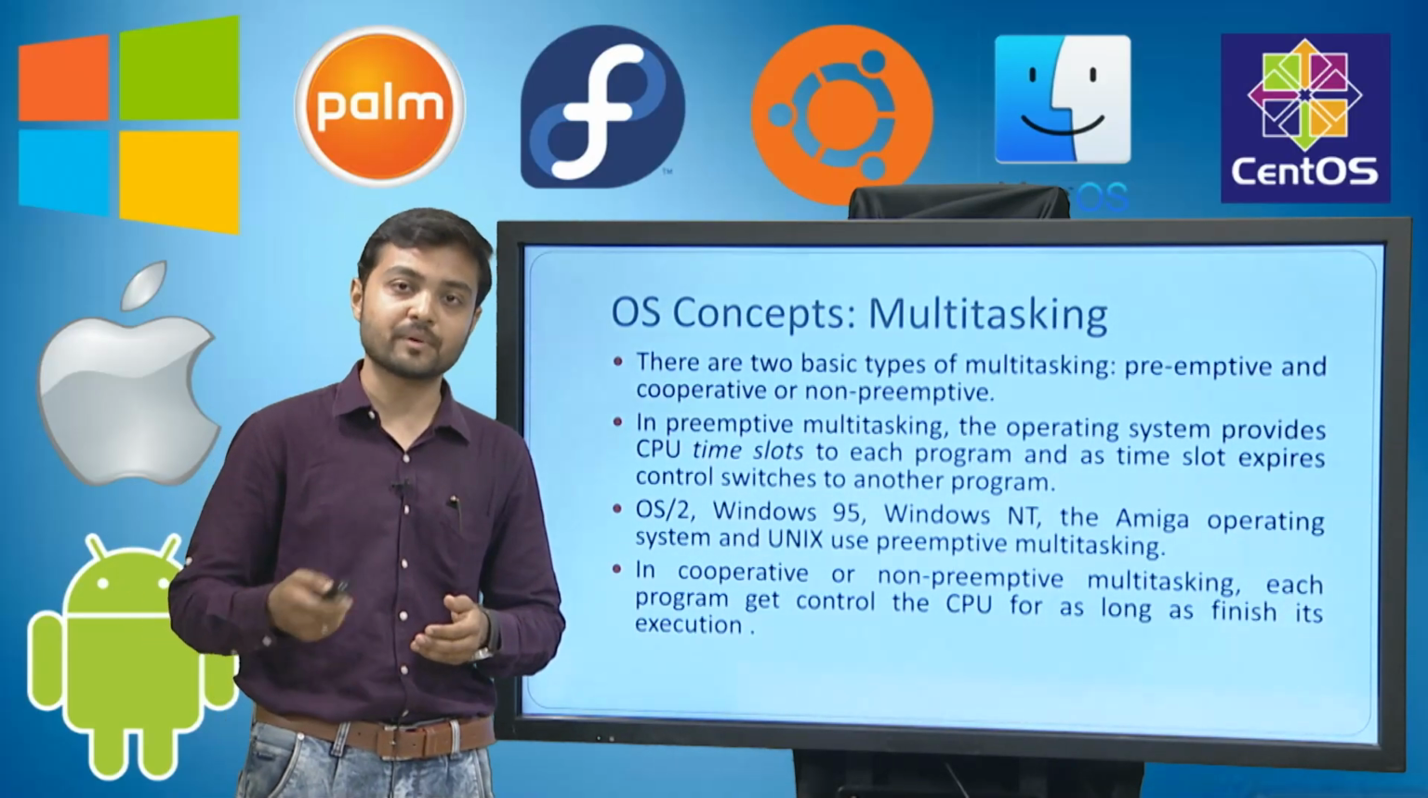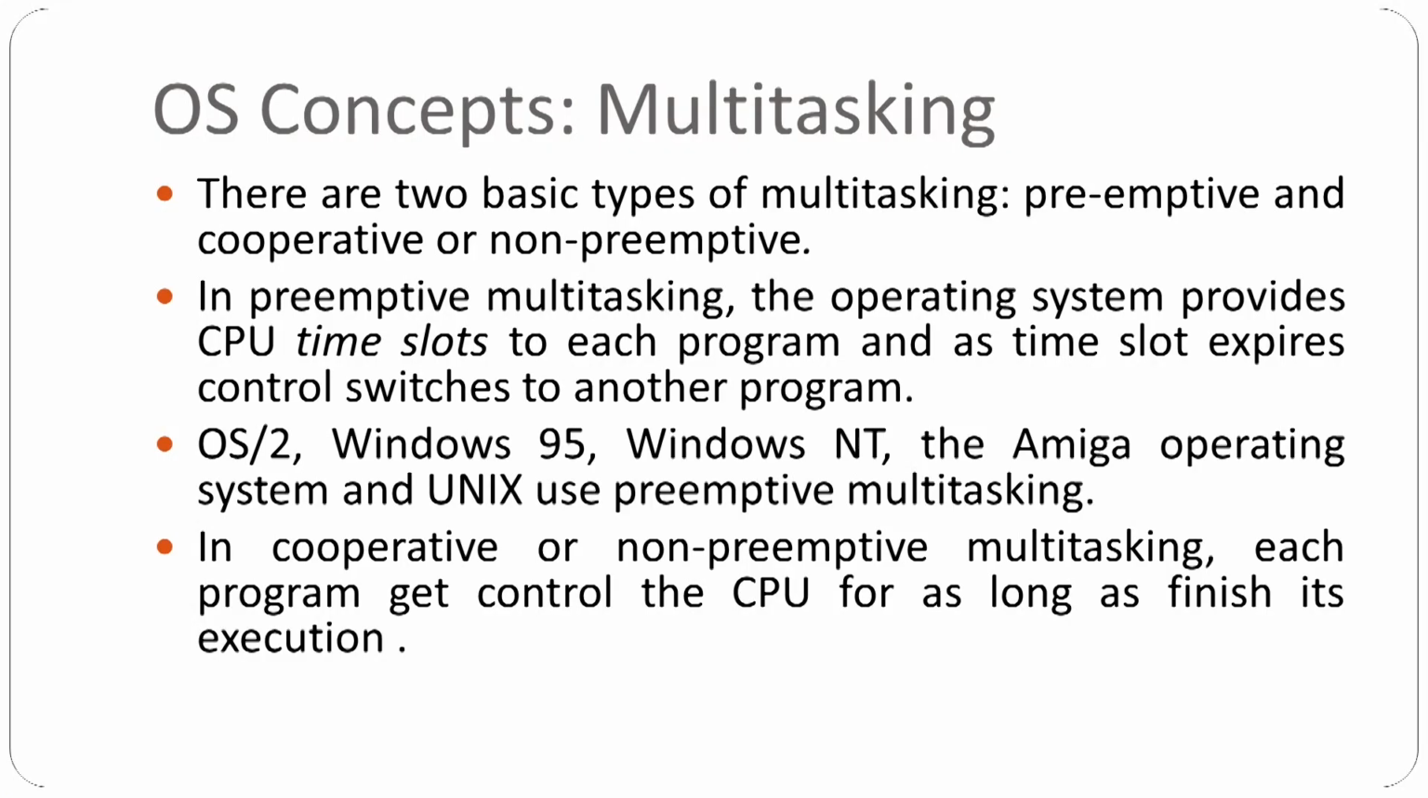That is called non-preemptive. So in preemptive multitasking, the operating system provides CPU time slots to each program, and as the time slot expires, it switches to another program. OS2, Windows 95, Windows NT, and almost all operating systems use this preemptive multitasking. In cooperative or non-preemptive multitasking technique, each program keeps control of the CPU until it finishes its execution.